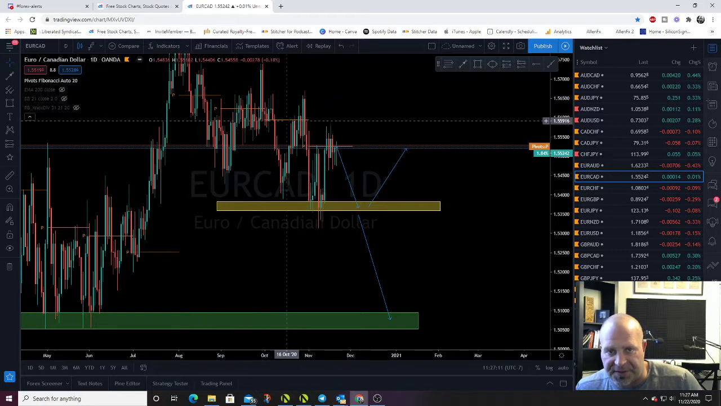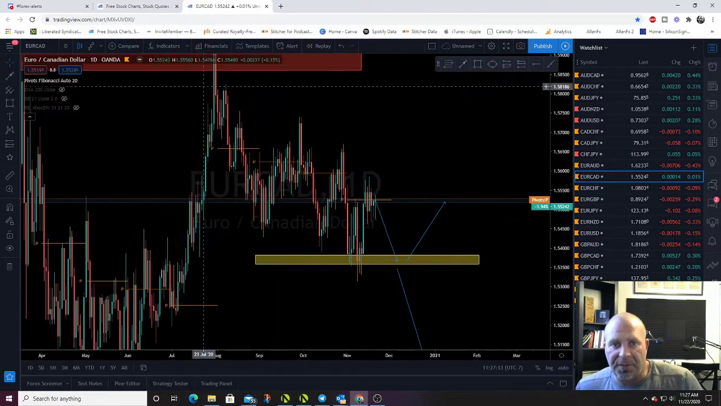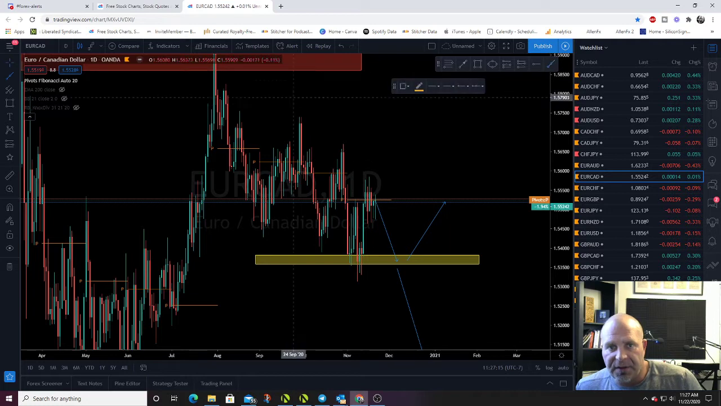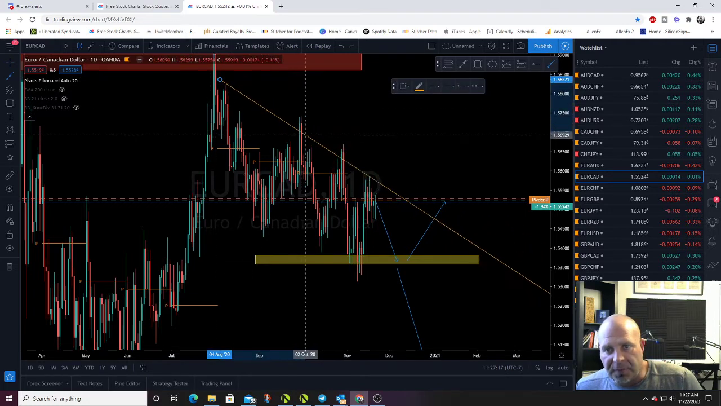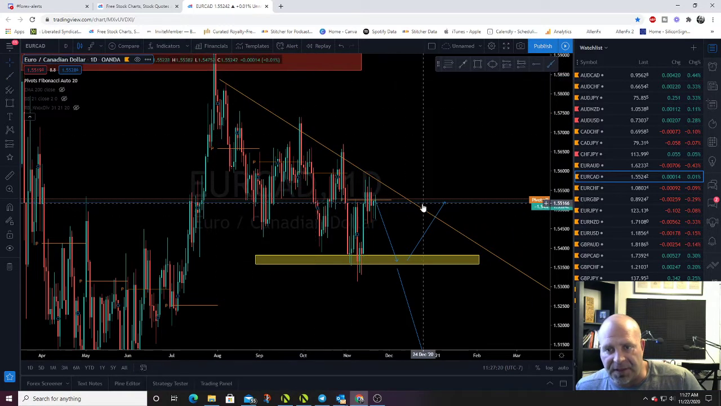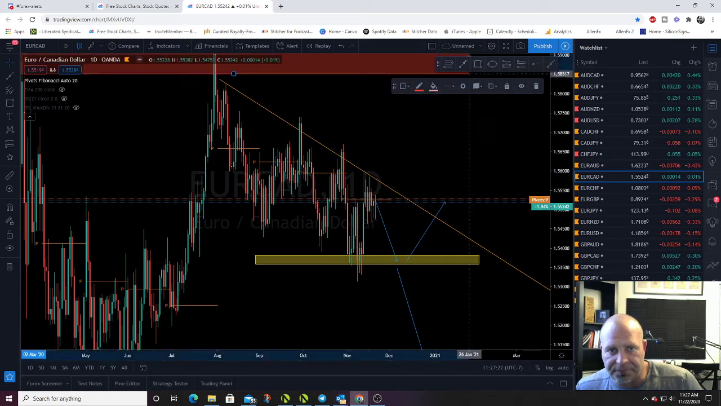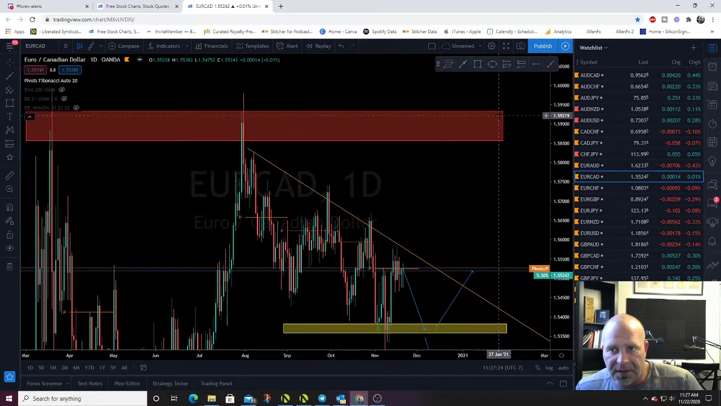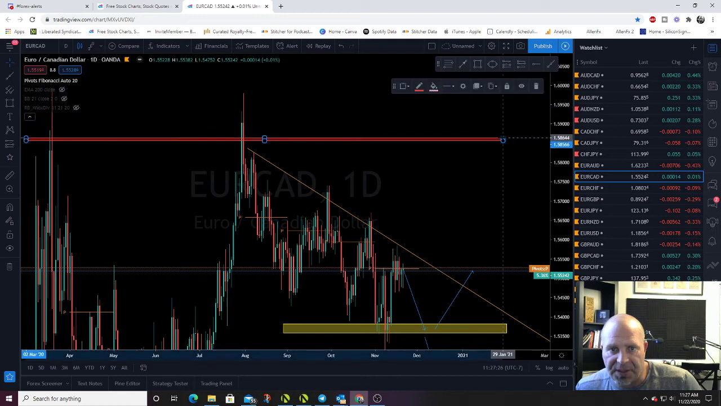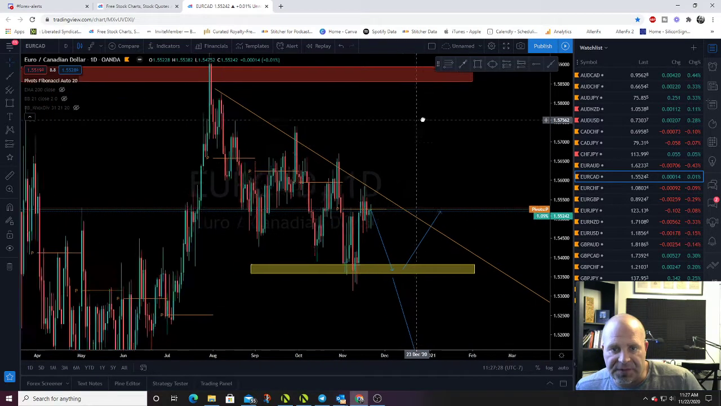You can see these pivots are stair-stepping down. Pretty good downward trend. If you want to be really safe, look for that trend line break before you go long, back up to this top. It's a pretty big bearish zone there.